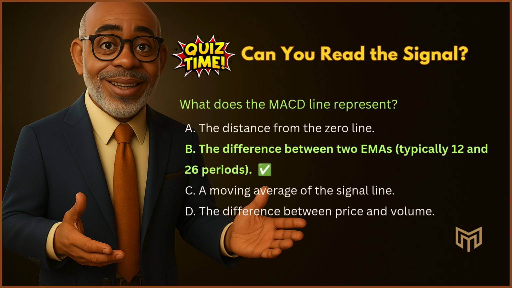Close, but not quite. C, a moving average of the signal line. That's describing the signal line itself, not the MACD line. Two different components. And D, the difference between price and volume. Volume isn't part of the MACD calculation at all. That one's a trap. If you got B, you're reading the signal. Now you know.